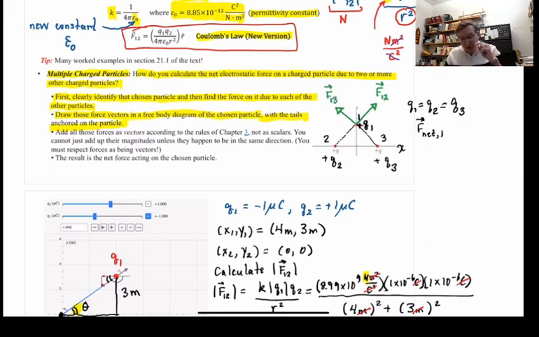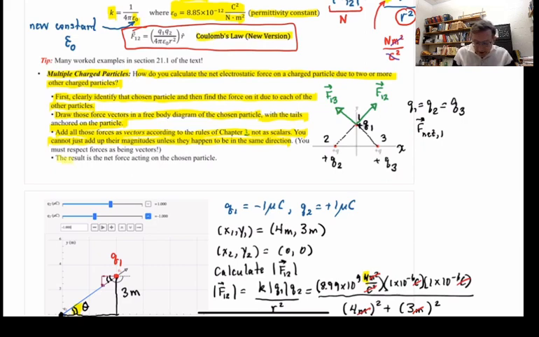And again, if I tell you Q1 and Q3, and where 1 is located and 3 is located, you can find the magnitude of F13 and its X and Y components. And then there's one more step. Add all those forces as vectors according to the rules of vector addition that we studied in Chapter 3. Please note, you cannot just add up the magnitudes of F12 and F13, because that's not how you add vectors like you see here, where they don't point in the same direction.